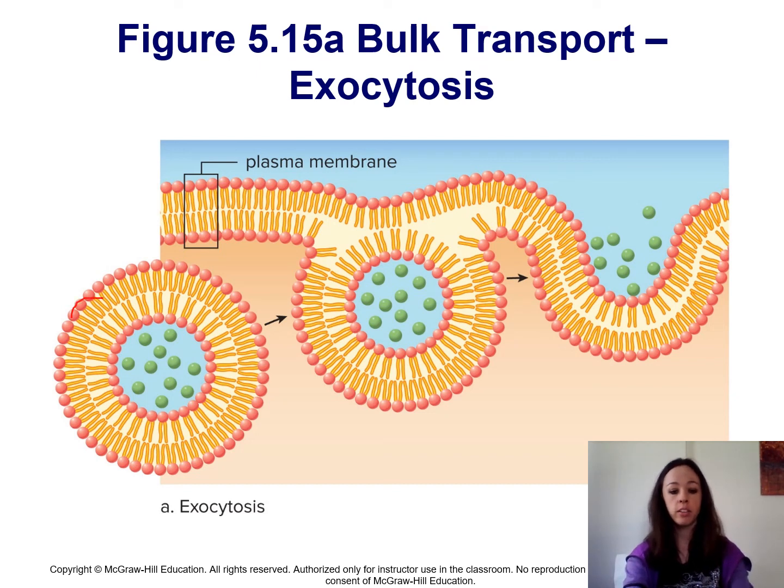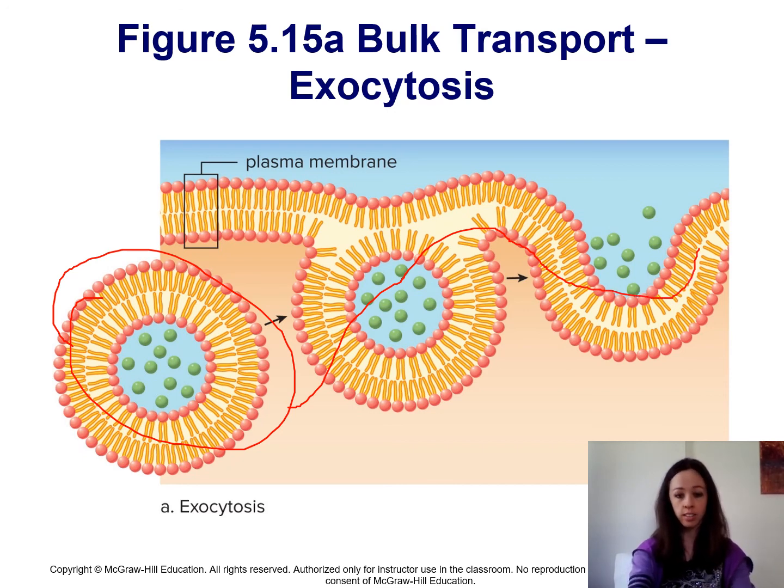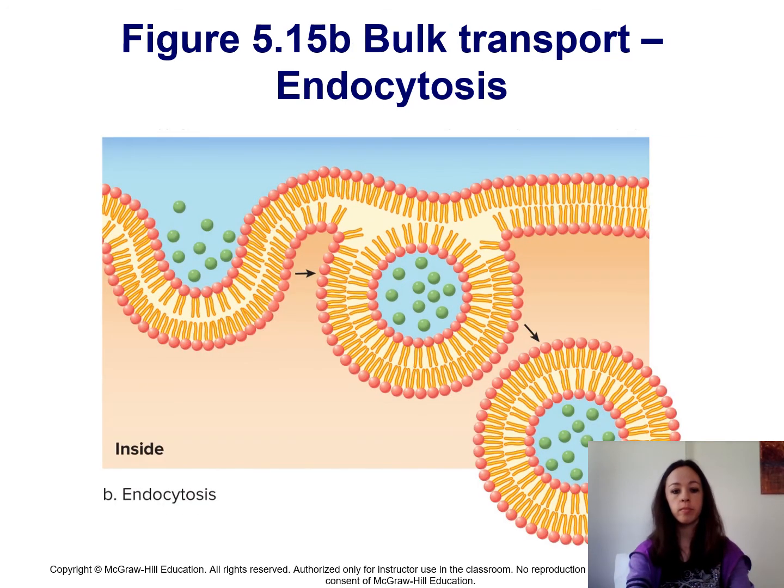So here we have our vesicle around our macromolecules. And our vesicle during exocytosis will bind to the cell membrane, releasing those macromolecules to the outside of the cell. During endocytosis, the complete opposite happens. Our cell membrane will form a vesicle around our macromolecules and transport it to the inside of the cell.